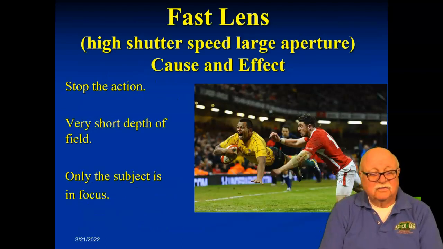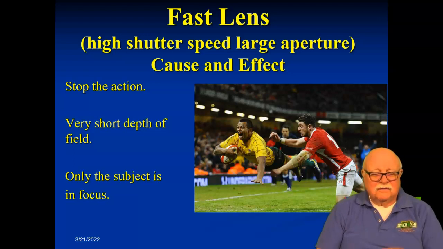Again, here's an illustration showing a fast lens, high shutter speed, very short depth of field. The subject and only the subject is in focus. The foreground and background are not in focus. This also creates the illusion of three dimensions. The foreground is in focus, the background is out of focus, so it makes things look sharper, and it gives you an illusion of 3D.